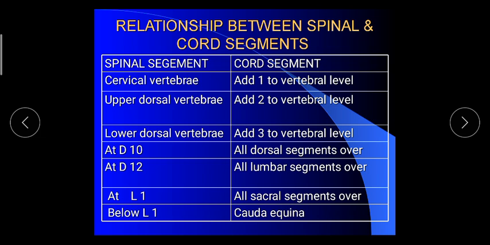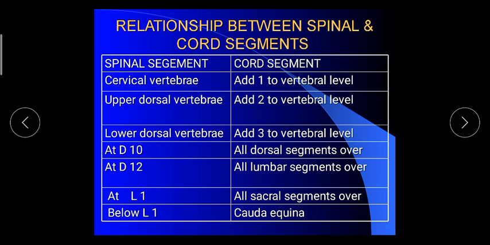If the L2 vertebra is fractured, you might think that because the knee reflex root level is L3, L4 and L2 is fractured, it is an upper motor neuron type of lesion and the knee reflex has to be exaggerated. But it doesn't happen because the spinal cord ends at L1. So that is why you should know the relationship between the vertebral bone and the spinal cord segment.